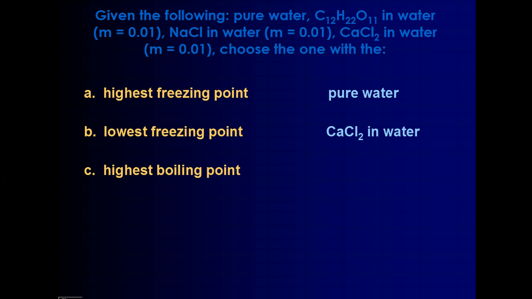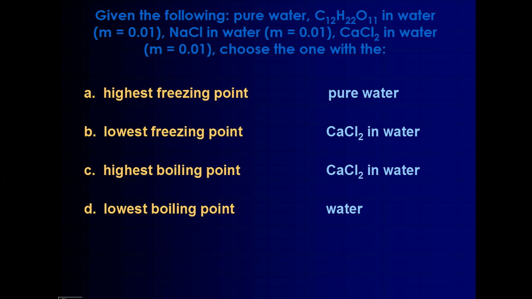The highest boiling point: if freezing point is being depressed, our boiling point would be elevated when we have a greater i value, because it's going to make it more difficult for that liquid to be able to escape and become a gas. So this too will be calcium chloride. The one with the lowest boiling point, again, is going to be the one that least affects the boiling process, so that will just be pure water. So hopefully you're noticing that the smaller your i value, the less you are to affect your properties, unless you don't have an i value at all because you are the pure solvent.